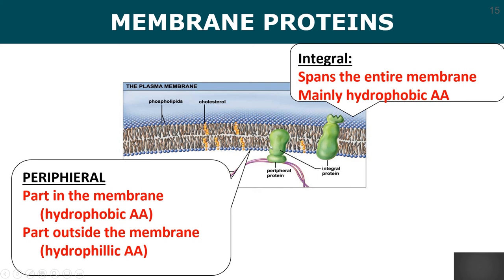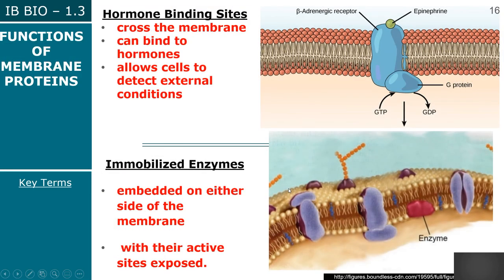So the part that's in the membrane has to be hydrophobic amino acids, and the part outside has to be hydrophilic amino acids. Just like the phospholipids have hydrophilic regions on the outside and hydrophobic regions when it's inside the membrane, the peripheral proteins have to behave the same way. There are many, many different kinds of membrane proteins.